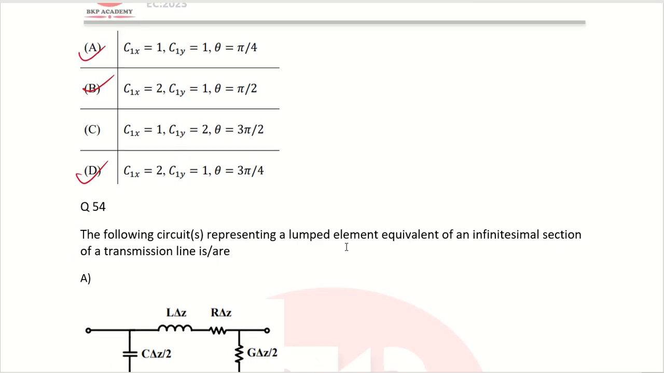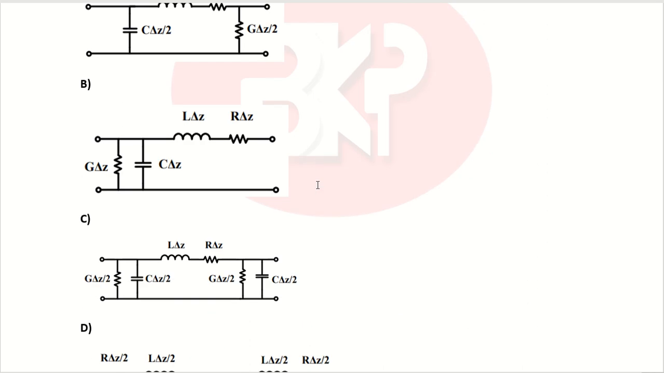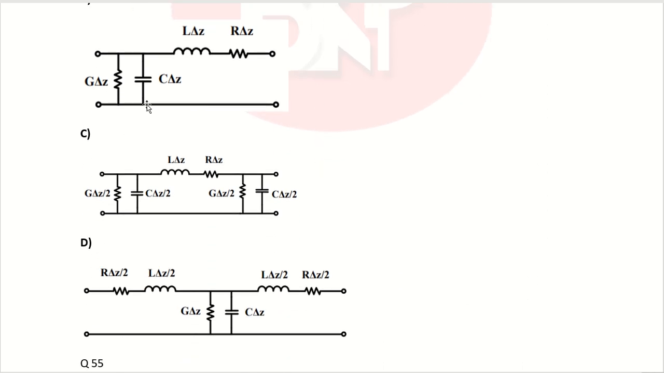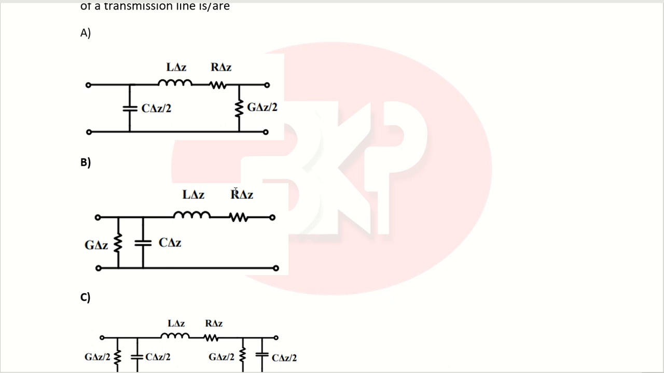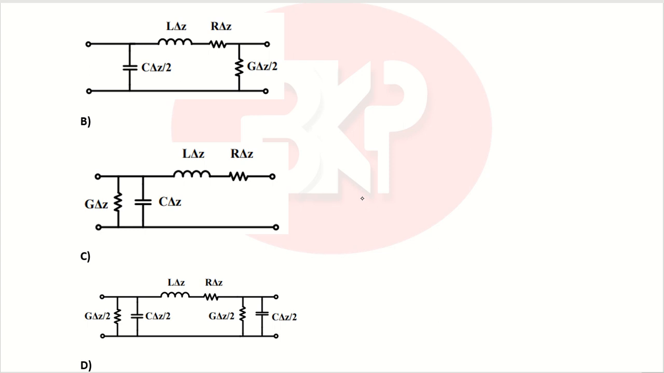Then coming to question number 54. The following circuits represent the lumped element equivalent of an infinitely small section of a transmission line. This one I have separated directly in the class, and you could have seen that the option that is valid is, again, like A is a element looking something like that. No, not A, sorry, A is not that, but option B is looking like that, okay.